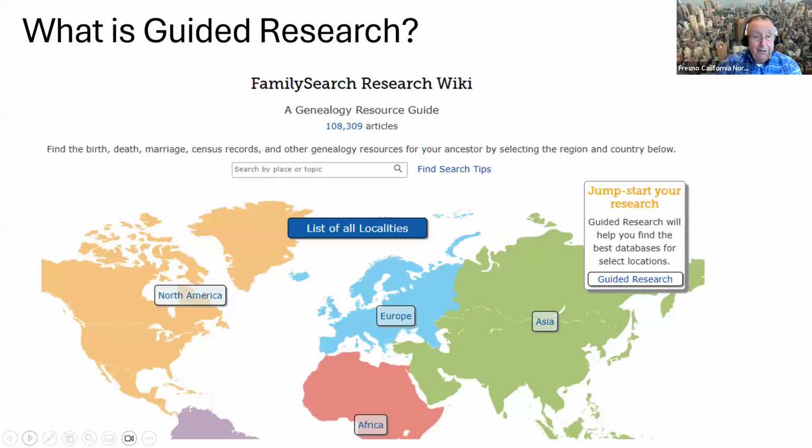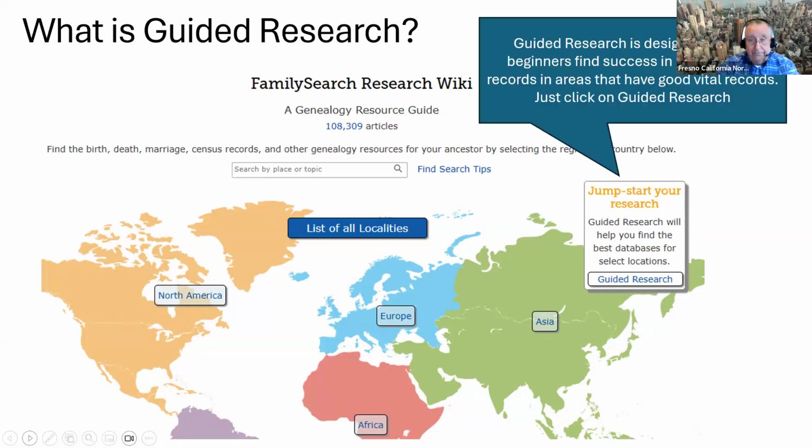In other words, you're looking for a vital record during a time when vital records existed in that country or location. So to use it, you just click on guided research over here.